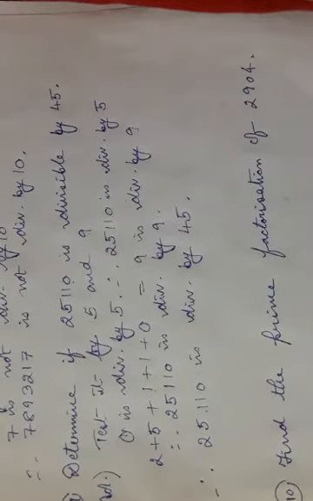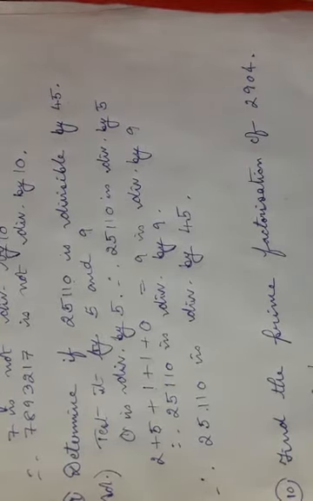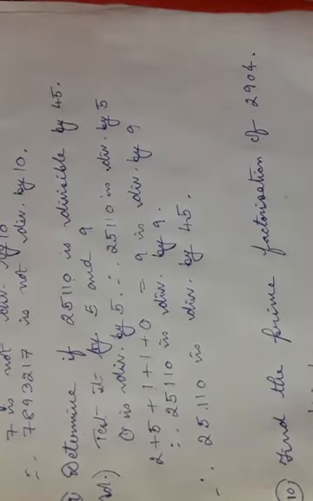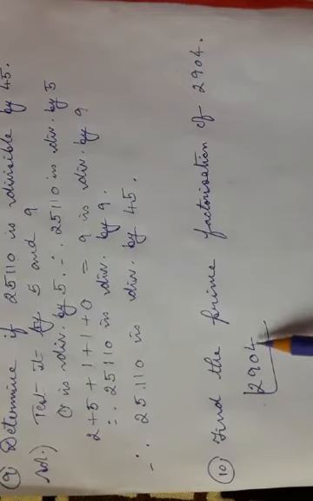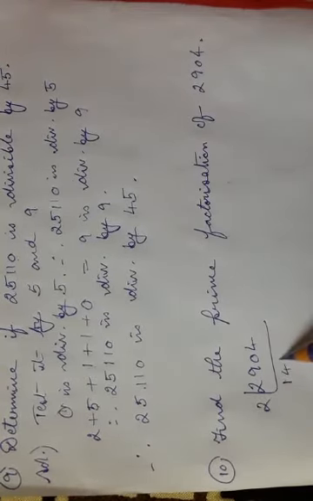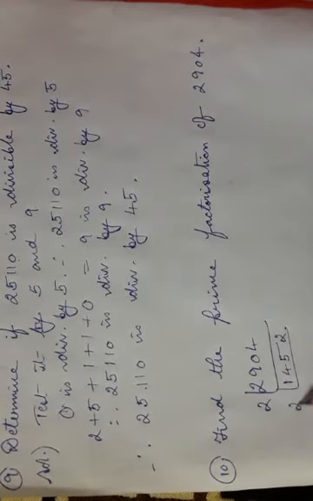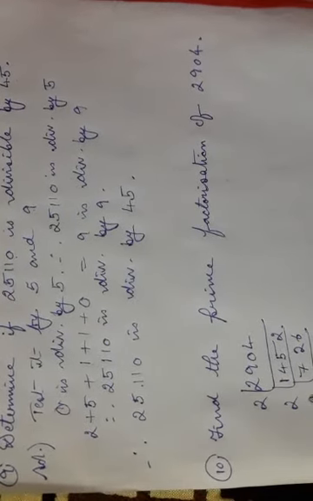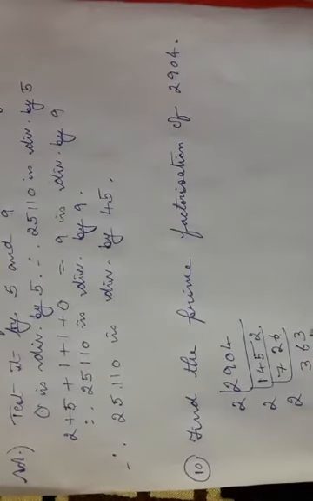Now, find the prime factorization of 2904. Prime factorization means what we have to do? All of you know how to find it. We have to take prime numbers and we will start from 2. Because here we are having 4, it will go by 2. 2 1s are 2, 2 4s are 8. Now again it will go by 2. Again it will go by 2. Now the last digit we are having is 3.